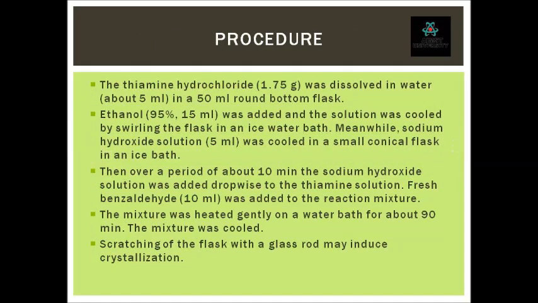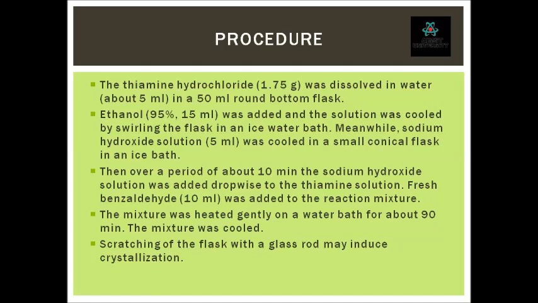Coming to the detailed procedure, take thiamine HCl and dissolve it in water. Then ethanol was added to that solution and the solution was cooled by swirling the flask in an ice water bath. Meanwhile, the sodium hydroxide solution was cooled in the same conical flask in an ice bath. After that, over a period of 10 minutes, the sodium hydroxide solution was added dropwise to the thiamine solution. Fresh benzaldehyde was added to the reaction mixture.